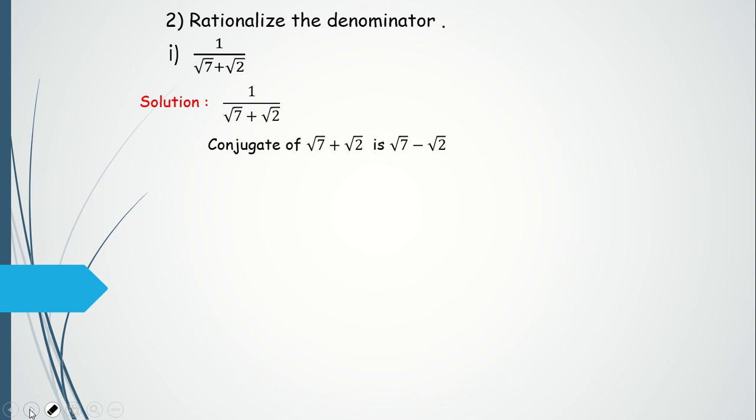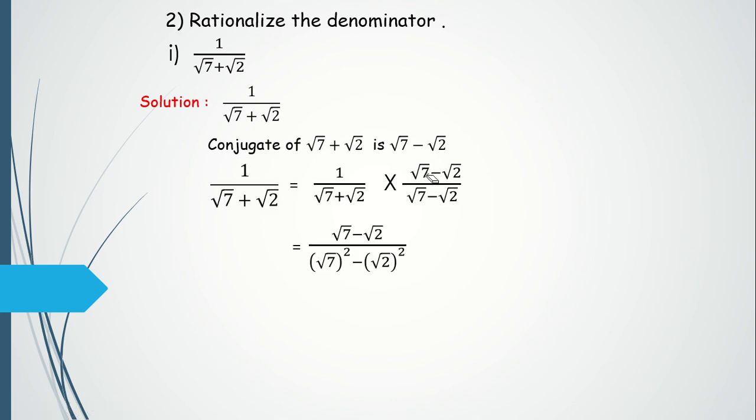So now here, conjugate of root 7 plus root 2. How do we get the conjugate? Just the opposite sign means it is going to be a conjugate. Root 7 plus root 2, its conjugate is root 7 minus root 2. So now we multiply numerator and denominator by its conjugate, and we get your a plus b, a minus b. So we get a square minus b square. So that's it, and we have rationalized. Whenever we get a rational number in the denominator, we have to stop there.